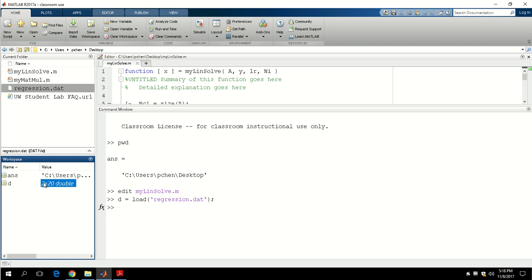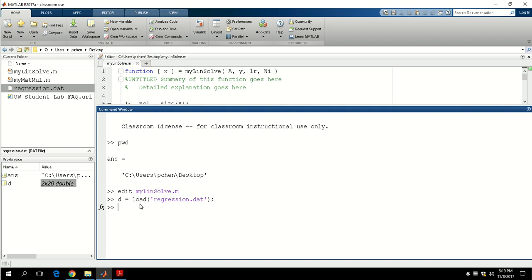Why is it 2 rows? Because every data point has 2 coordinates, x and y. The first row is x, the second row is y. And why does it have 20 columns? Because we have 20 points. Every column corresponds to 1 data point. The next thing we might want to do is to take a look at all the data. Let's make a plot of it. Let's just use plot of d, the first row.